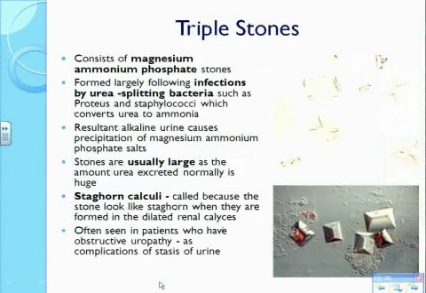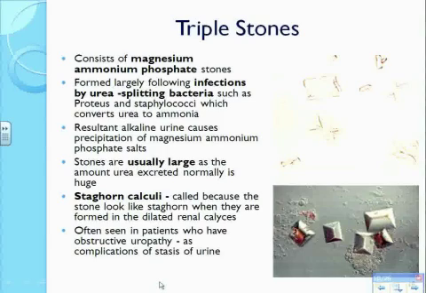Triple stones are the ones that I worry about the most. They're made up of 3 different components: magnesium, ammonium, and phosphate. The reason they're so nasty is that they're formed from infections. They're formed from what's called urea-splitting bacteria. The most common of these are staph and proteus, proteus being number 1, which converts urea to ammonia. And then ammonia binds to the magnesium and the phosphate and forms these really, really large stones.